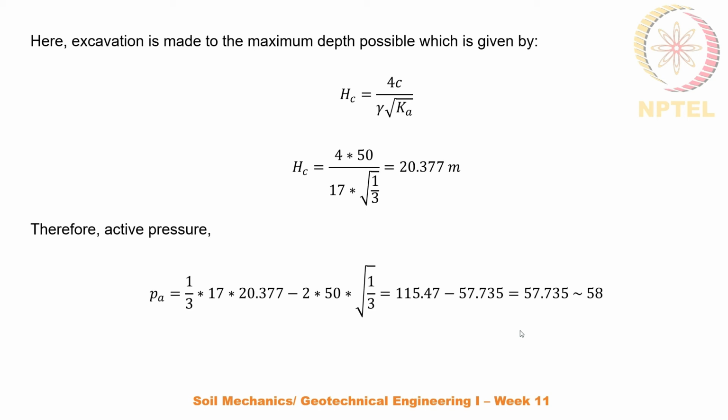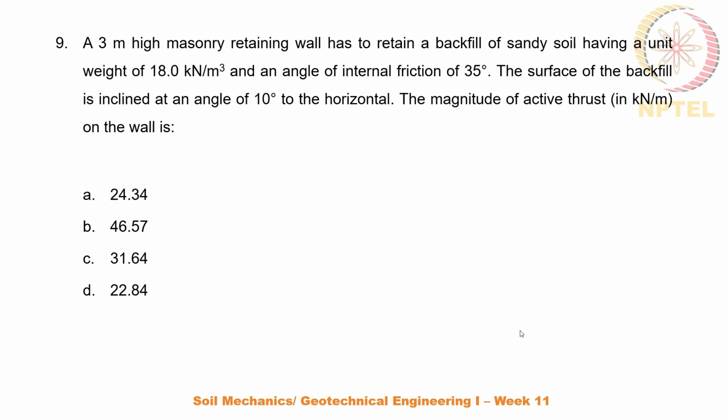Okay, so we have our last question. A 3-meter high masonry retaining wall has to retain a backfill of sandy soil having a unit weight of 18 kilonewton per meter cube and an angle of internal friction of 35 degrees. The surface of the backfill is inclined at an angle of 10 degrees to the horizontal. The magnitude of active thrust on the wall is?